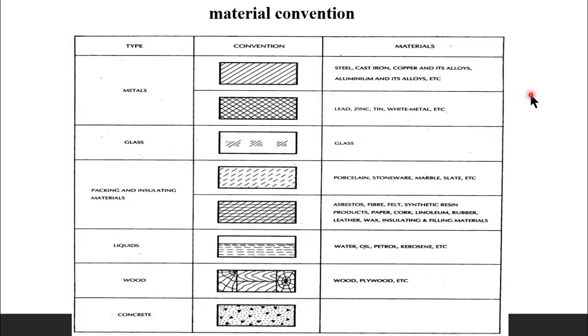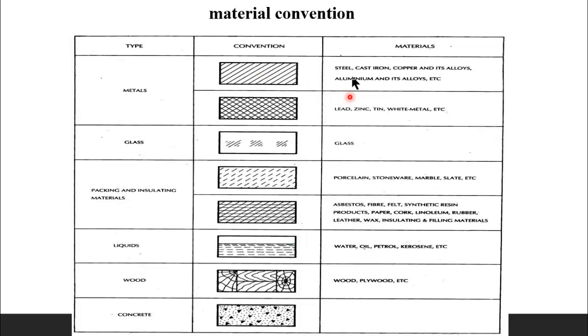In today's class, we are going to discuss the different types of material conventions which are used in engineering graphics. Different types of materials will be represented in different conventions. First, we'll start with the metals. For the metals, we have two types of conventions. The first one is in a rectangle box, where we use the one-sided inclined lines.